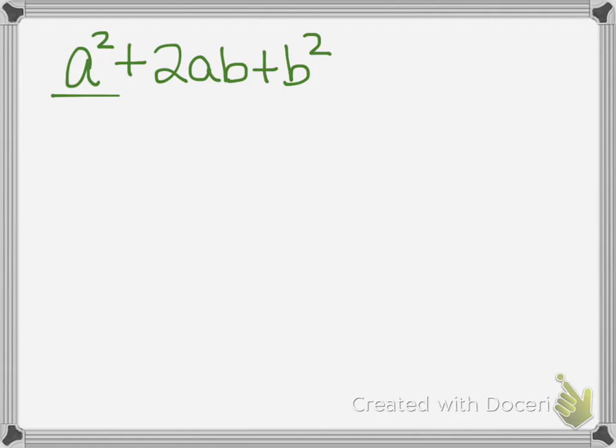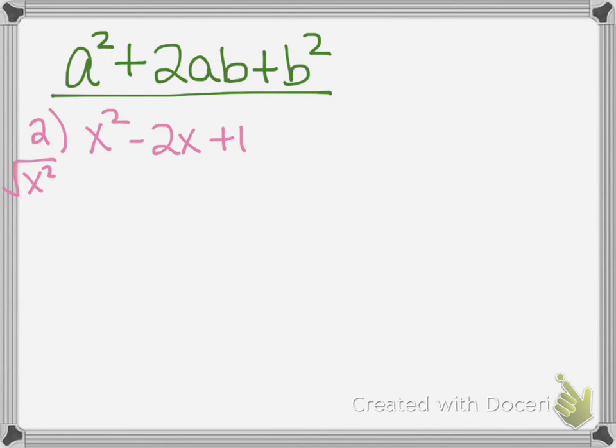Okay, let's look at another example. So again, we have the formula. We have a squared plus 2ab plus b squared. So this is what we're looking for. So number 2, x squared minus 2x plus 1. X squared and 1 are perfect squares. This is a trinomial. So the square root of x squared is x. The square root of 1 is 1.